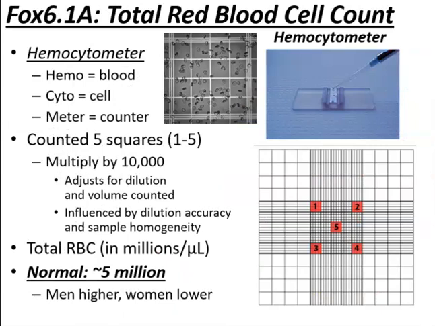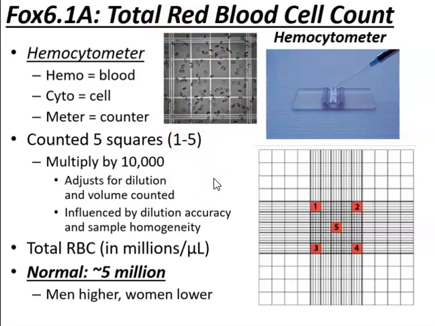So the first part of the lab, we're doing a total red blood cell count using a hemocytometer. Hemo means blood, cyto means cell, meter means counter. We counted 5 squares, 1 through 5. We can see in these corners 1, 2, 3, 4, 5, and each square had 4 by 4 squares within it. So we counted these 5 squares.